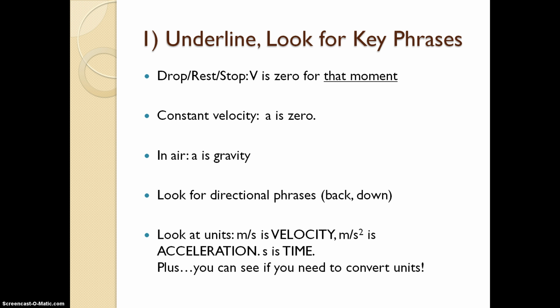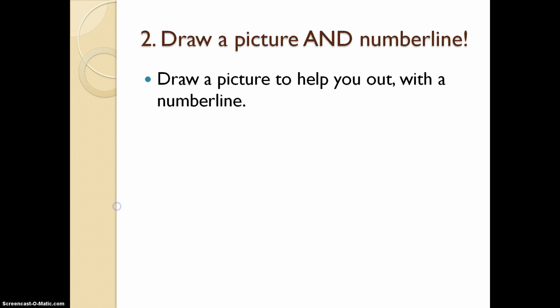And finally, look at the units. Meters per second is velocity. Meters per second squared is acceleration. Seconds is time. Meters is displacement. This is 2 parts. First of all, if you see a number you have no idea what it means, the unit will tell you if it's a velocity, acceleration, or time, or meters. Finally, you can also see if you need to convert. If you see minutes for something, you know you need to convert to seconds. And a lot of you forgot to convert to seconds on one of your classworks earlier in the week. Please don't do that again.